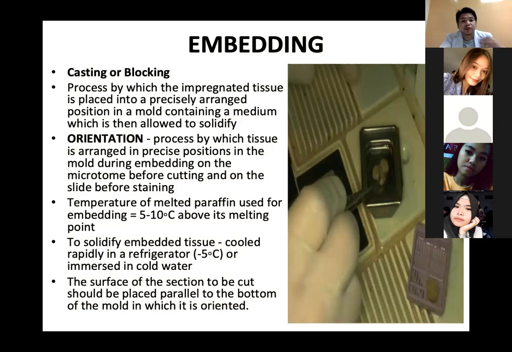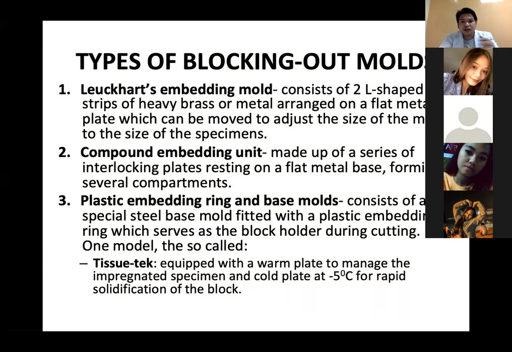Okay. The temperature of the melted paraffin used is 5 to 10 degrees Celsius above its melting point. To solidify, the embedded tissue is cooled rapidly in a refrigerator. In routine laboratories, they use a cold plate for cooling down or hardening of embedded tissues. Okay, so we have different types of blocking-out molds. First, we have Lockhart.